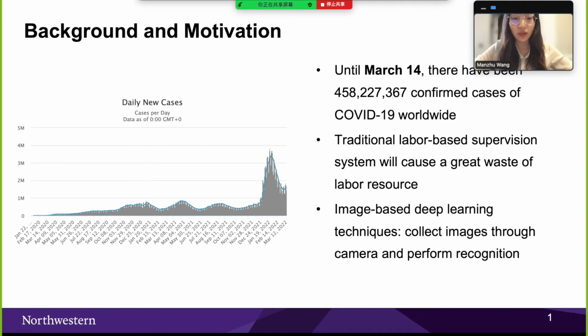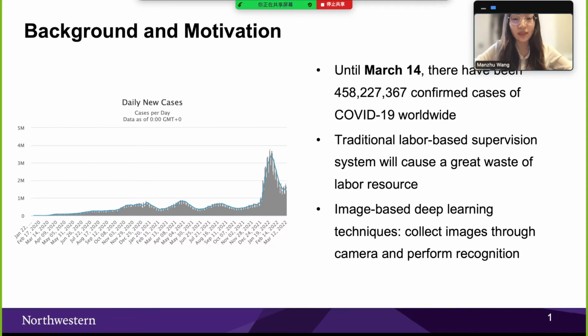In the last 2 years, with the spread of COVID-19, people must wear masks. In many cases, we need to perform mask identification. Traditional labor-based supervision systems cause a great waste of labor resources.